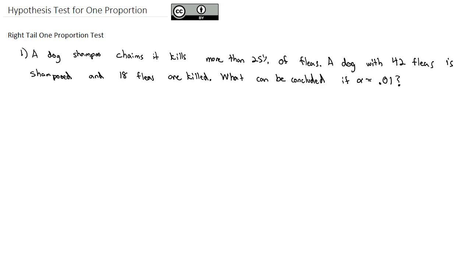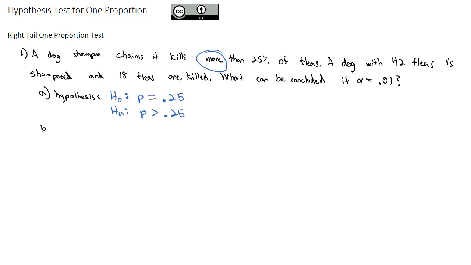So again, we're going to go through the same 6 steps that we went through with all of our hypothesis tests. The first thing we need to do is identify the hypothesis. So our null hypothesis, we're talking about a proportion or percentage of fleas that are killed, is equal to the claim of 25%, which is 0.25. As an alternate hypothesis, what we're trying to prove is that it actually kills more than 25%. So that p, what we're trying to prove, is greater than 0.25.